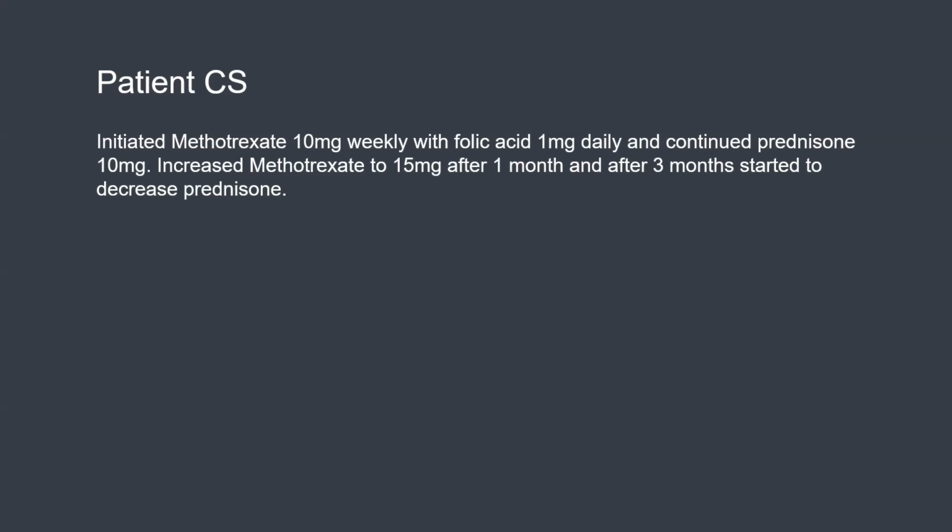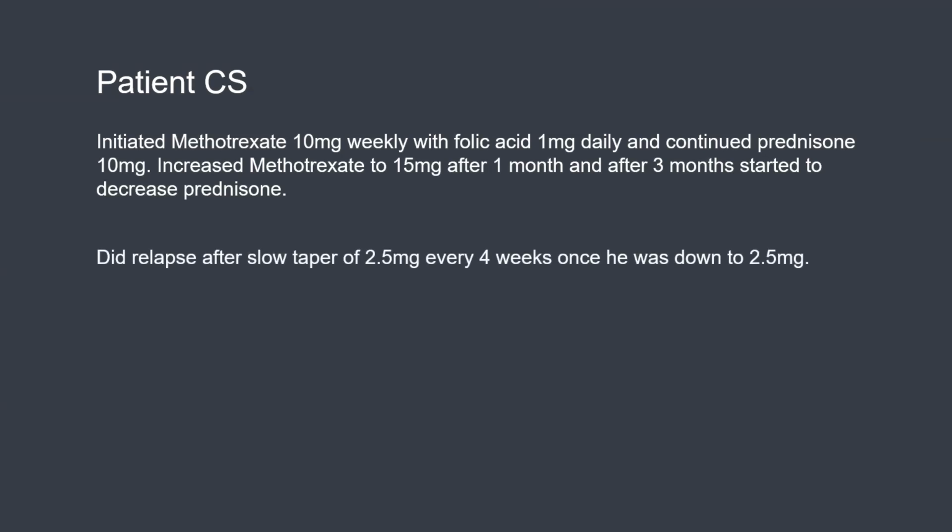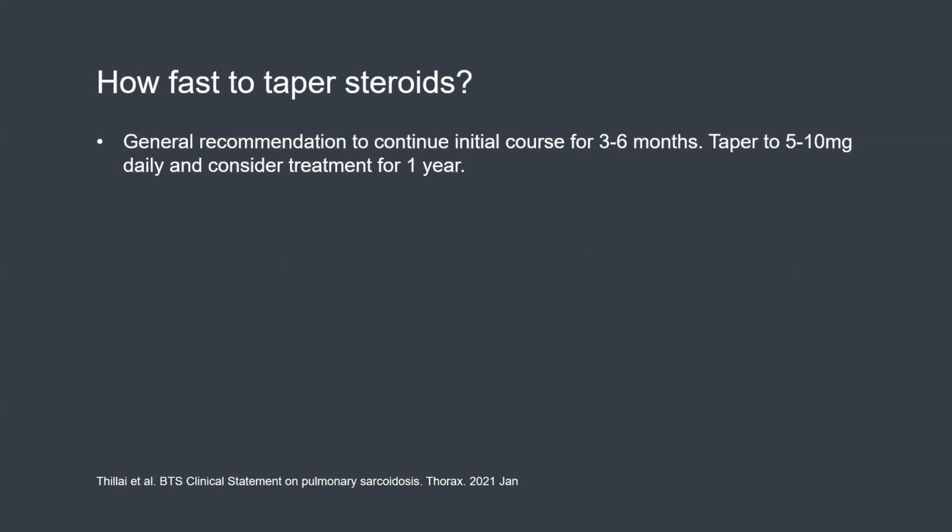And as long as they're tolerating it, in his case, I really wanted him off the prednisone. So I went ahead and increased his methotrexate after I knew he was tolerating it. And then after 3 months of therapy, started decreasing the prednisone. However, he did relapse after we had done a slow taper. We were doing 2.5 milligrams every month because I was worried about his symptoms recurring. And once he got down to 2.5 milligrams, he started to have symptoms again.